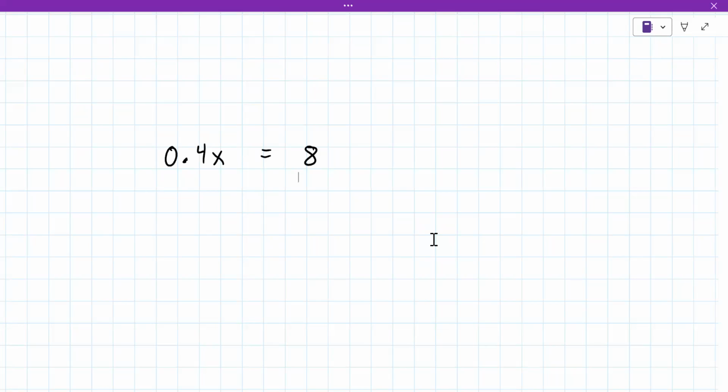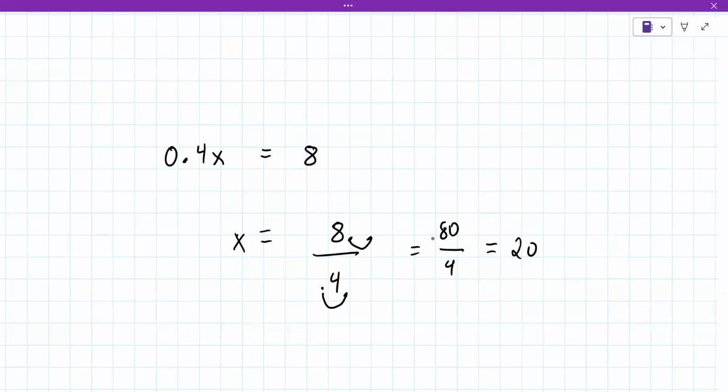You would divide 8 by 0.4. I'm trying to remember how to get rid of the decimal. So do you have 8 over 0.4? You just move the decimal to the right in both. So it ends up being 80 over 4. That equals 20. Good.